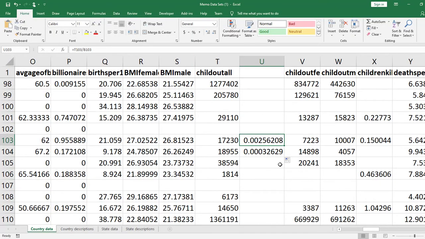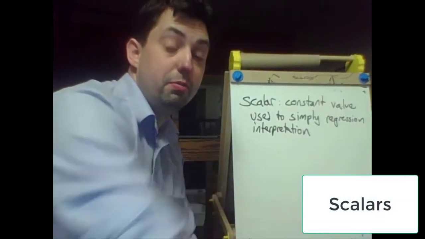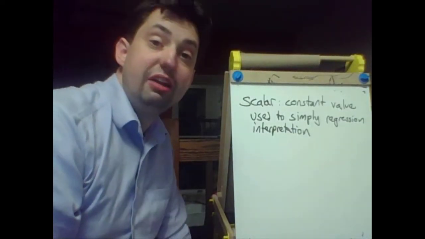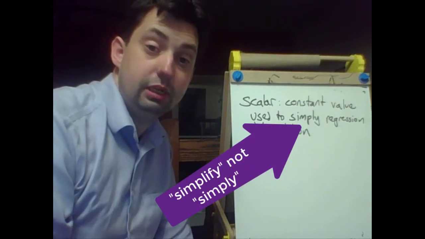That said, this is a very annoying variable. This result, I should say. This result of kids per person, which is what we have here, is hard to interpret. So you have 0.002 kids, 256, what? It's weird. Let's see if we can fix that. And we can fix that with a scalar. A scalar is a constant value that you multiply the variable by in order to ease interpretation of the regression.